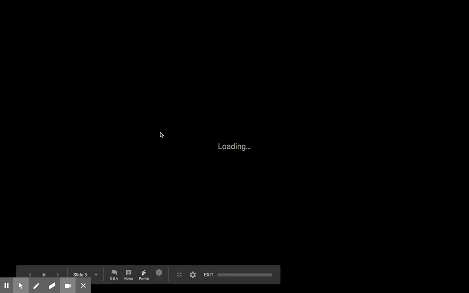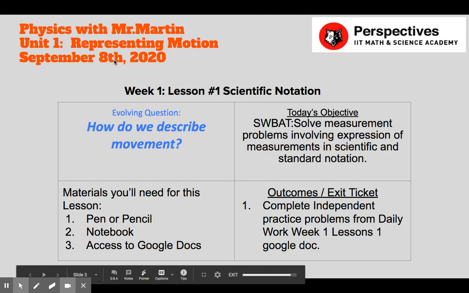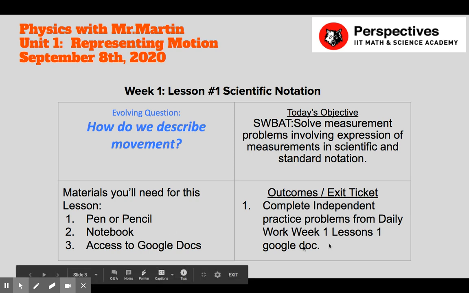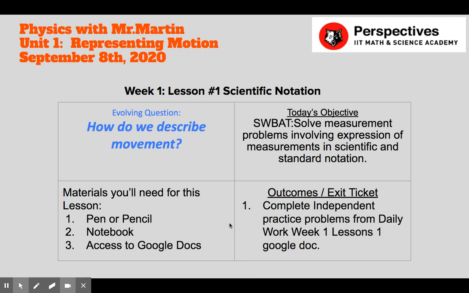All right, this is our objective slide. You'll see one of these every time. As you can see here, the big takeaway from today is we are going to be able to solve measurement problems involving scientific notation. The things you should have in front of you are a pen or pencil and notebook, and access to Google Docs. You will have shared your daily work, lesson 1 and 2 document. You all have one of those in Schoology, so that's going to be very important as you go through.